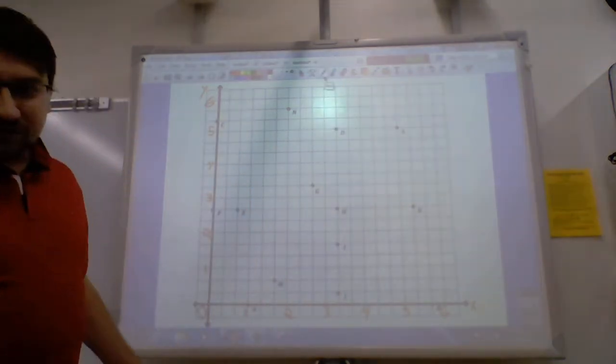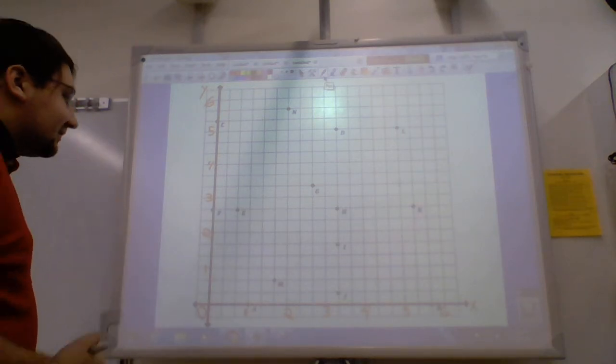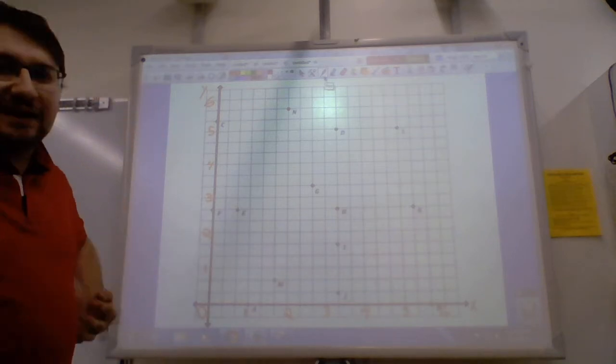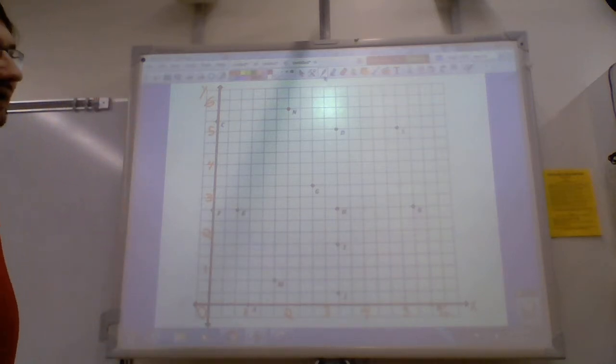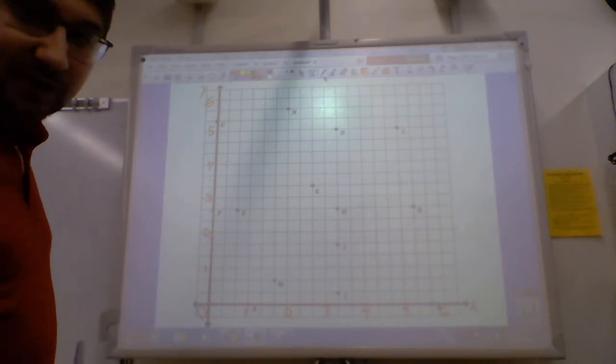But we're going to move on to what G is asking us to do. It's naming the points that are located at the following coordinates. So this time, instead of us finding the coordinates for a given point, it's going to give us the coordinates and ask us what point is on those coordinates.